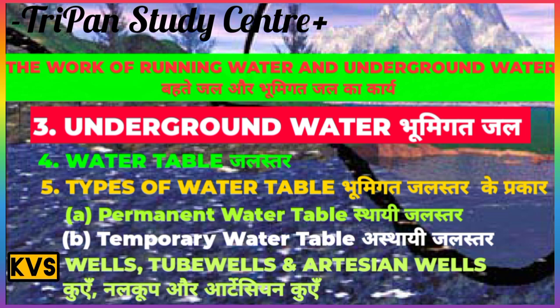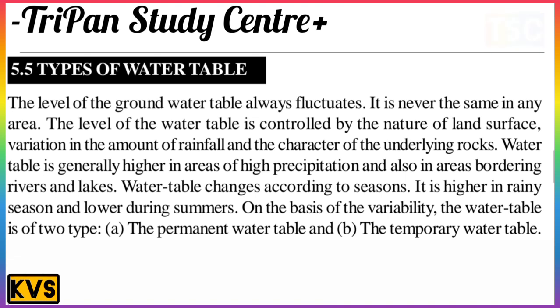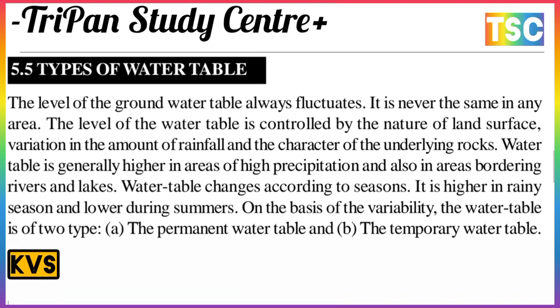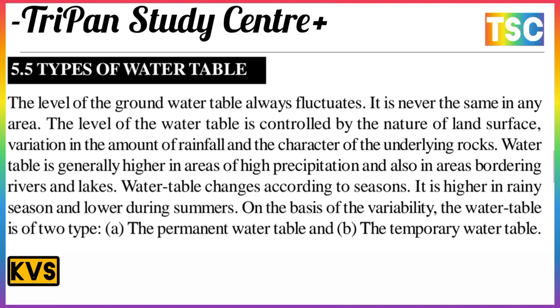And the next is types of water table. The level of the groundwater table is never the same in any area. The level of the water table is controlled by the nature of the land surface, the variation in the amount of rainfall and the character of the underlying rock. The water table is generally higher in areas of high precipitation and areas bordering rivers and lakes. The water table changes according to the seasons. It is higher in the rainy season and lower during summer.